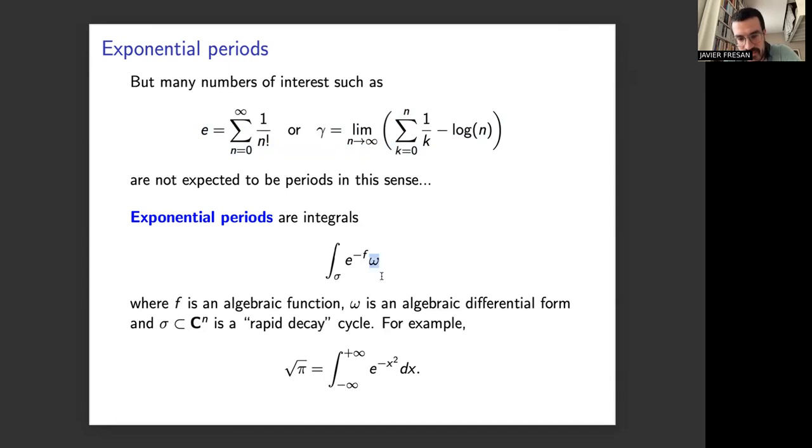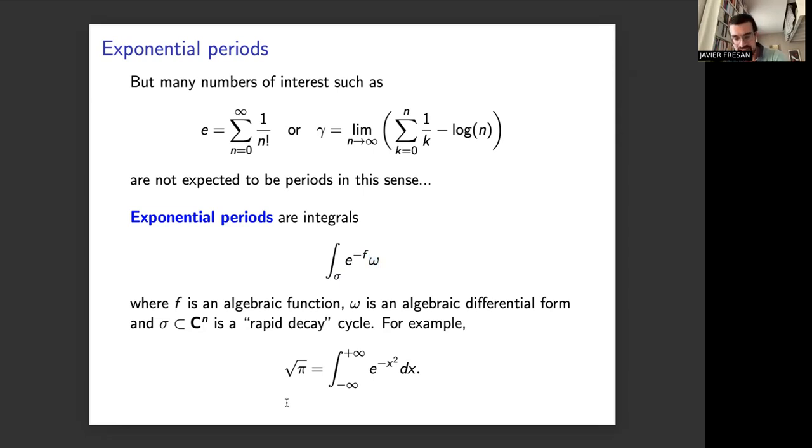where you integrate omega along sigma as before, but you are also allowed to put the exponential of an algebraic function. So the new ingredient is that there's an algebraic function f, omega is still an algebraic differential form, and sigma is what is called a rapid decay cycle, whose main property is that it makes the integral convergent. So typically if sigma has a boundary, you want the real part of f to be very positive along this boundary, because then exponential of minus f decays rapidly, which means it decays faster than omega, which is a polynomial differential form, and then the integral converges.